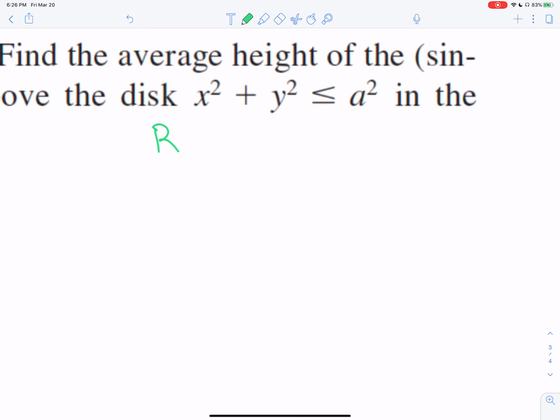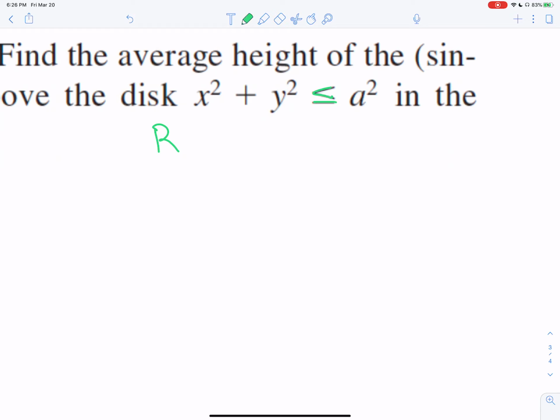So all this is saying is that normally if we were to have x squared plus y squared equals something squared, then that's just going to be the boundary of a circle. But since we're saying that it's less than or equal to, we're actually considering the whole thing. So just filled in. It's a disk, not a circle.